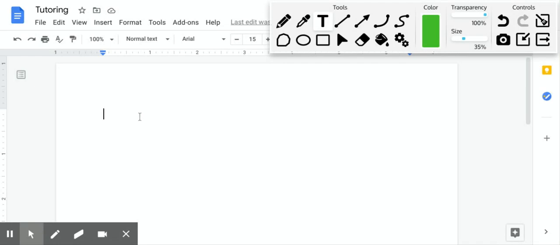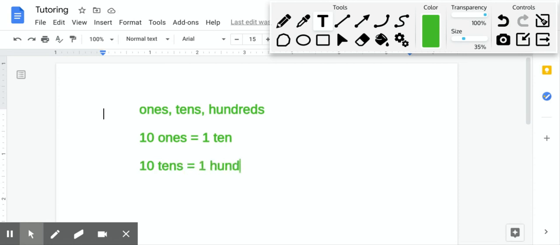Hi guys, today my students and I worked on place value and how you can use place value to help you with addition and subtraction. So first of all, when we were talking about place value, we were talking about ones, tens, and hundreds. As a rule, there are 10 ones in 10, and there are 10 tens in 100.